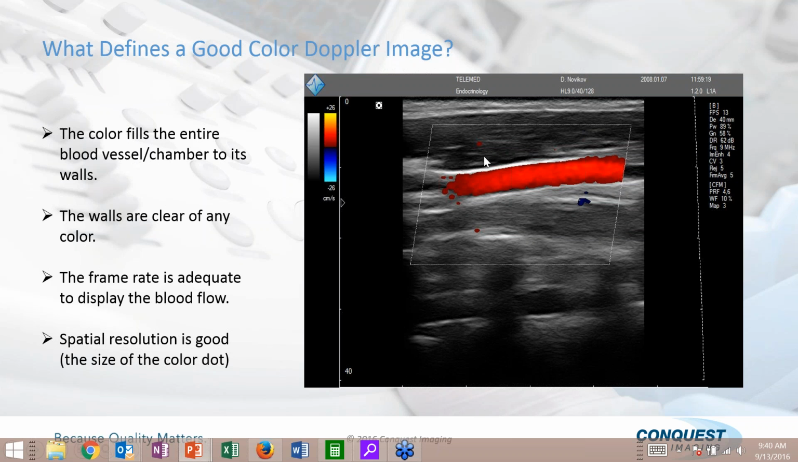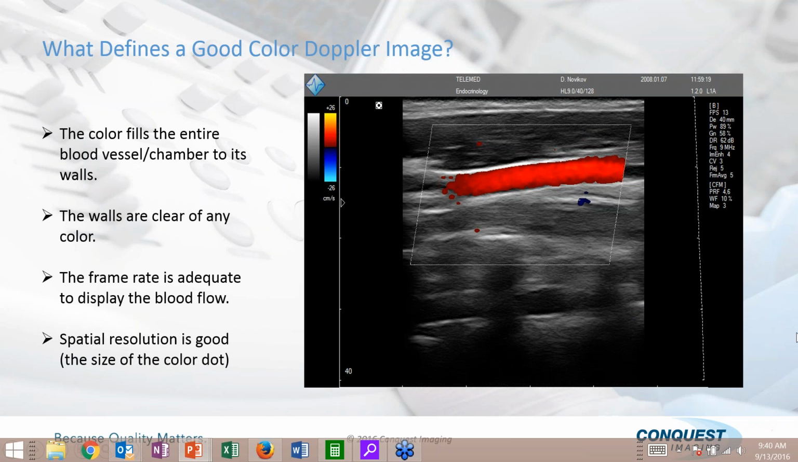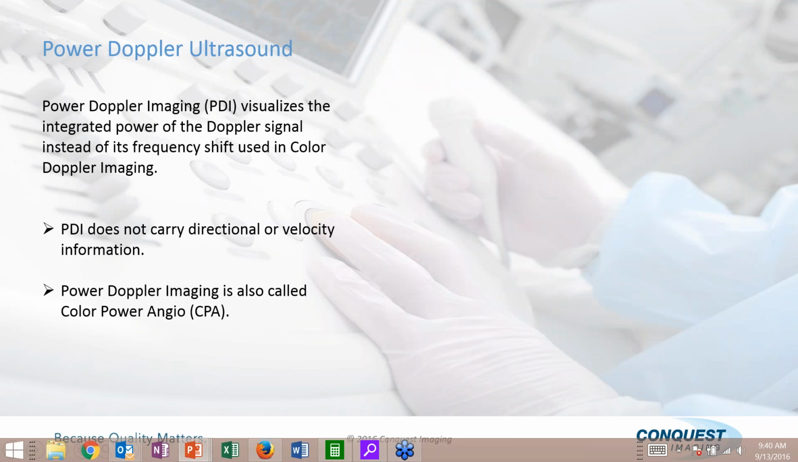If you look at this particular image, this is a poor color Doppler image. And the reason it's poor is that if you look up here, the color is bleeding outside the wall of the vessel. We do not have good color fill, and we have a lot of pixels. So this is a very poor color Doppler image.